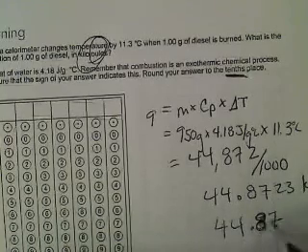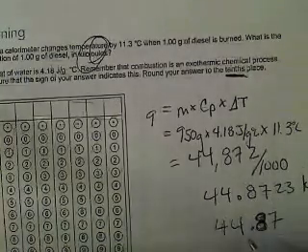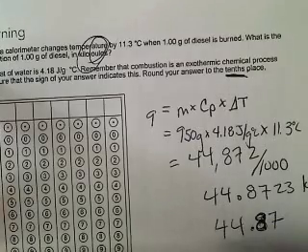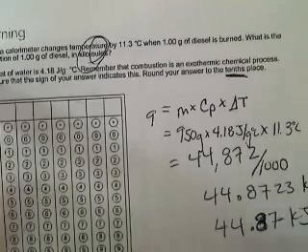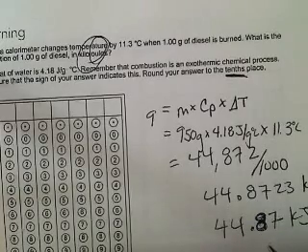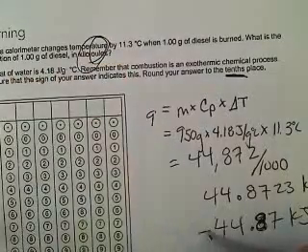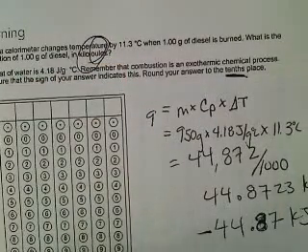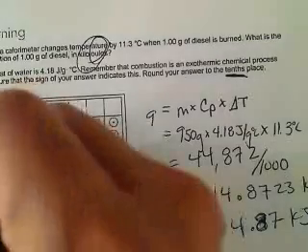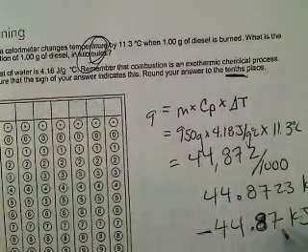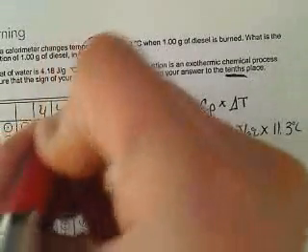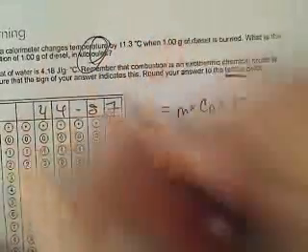Anyway, this is the energy that was absorbed by the water, and that's a positive sign. So we need to flip the sign, because whatever the water absorbed, when you burn this, they had to give off. So this is actually going to be a negative value. We're going to put in here negative 44.87. Okay, good.